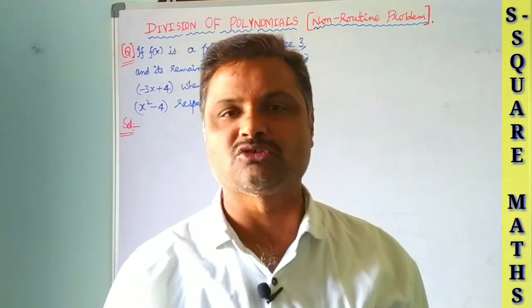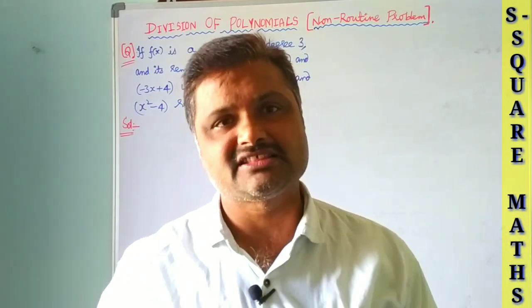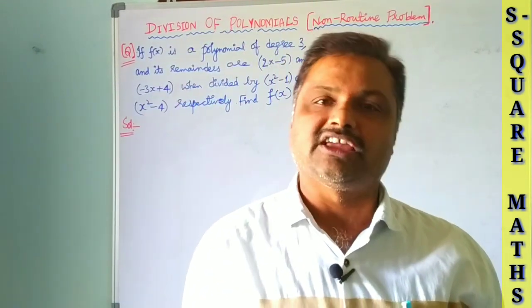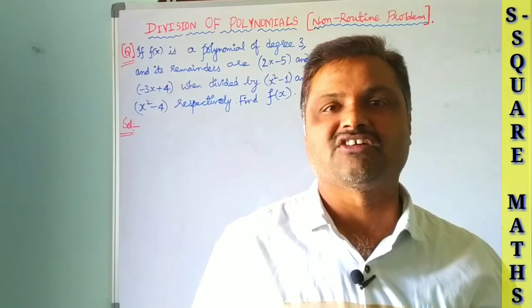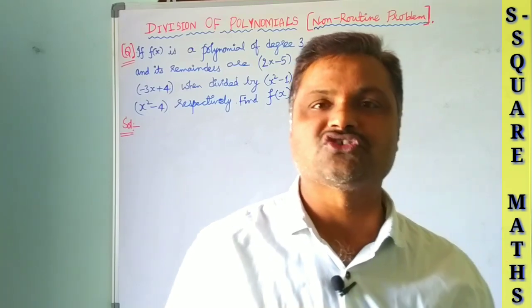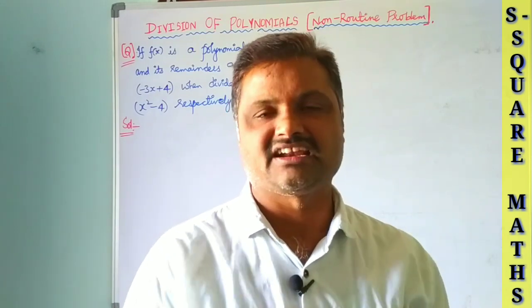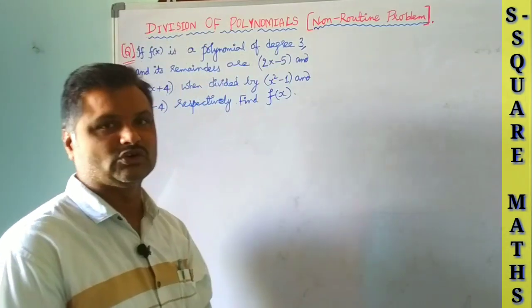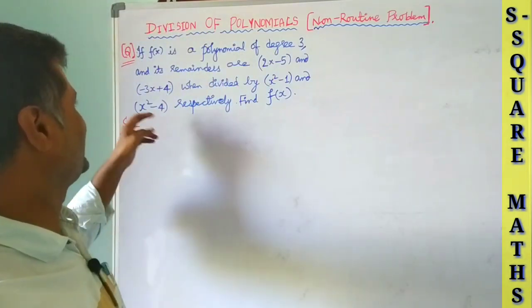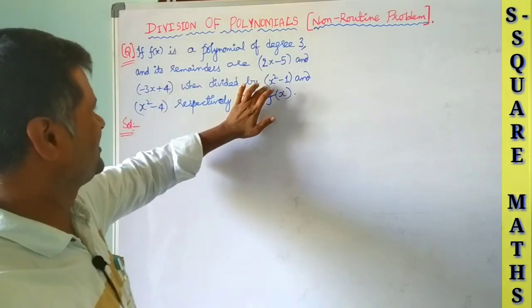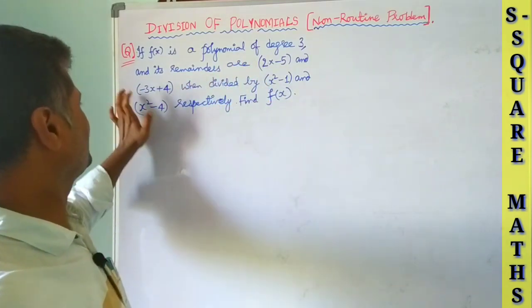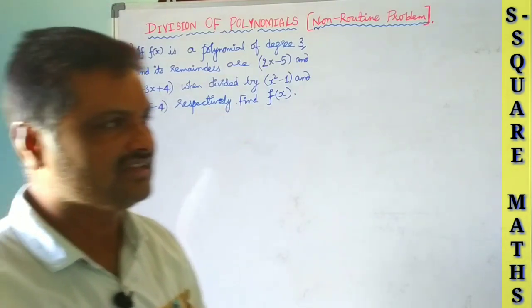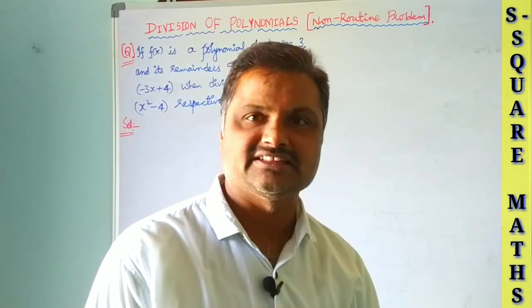So I hope by seeing the question you got a different experience, that the question is non-routine. In the previous classes we went through the f of x and divisor, then we had to find out the quotient and the remainder, finding various parameters. But here some conditions are given for the third degree polynomial. When it is divided by x square minus 1, the remainder is 2x minus 5, and when divided by x square minus 4, the remainder is minus 3x plus 4. Under these circumstances, we have to find out the polynomial f of x.